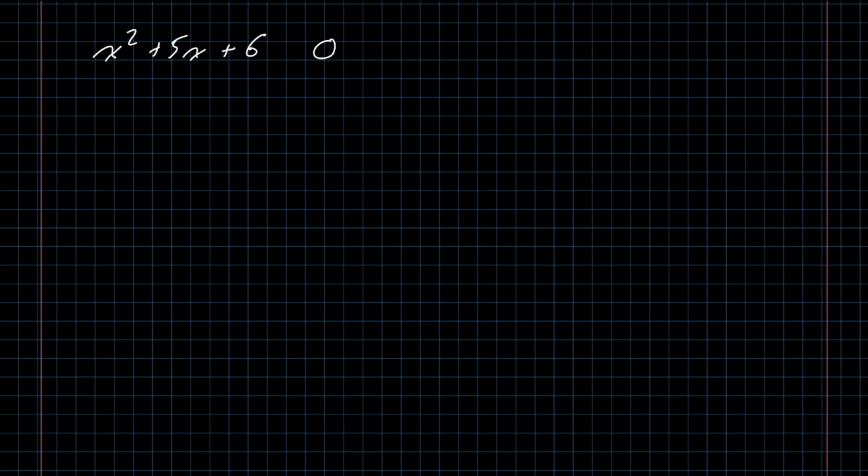Let's make this strictly less than. x squared plus 5x plus 6 is strictly less than 0. This is a nonlinear inequality, and so we have to be a little bit careful about it. Something that I've seen frequently is to stop thinking about the inequality and think about the related equality for just a few moments.